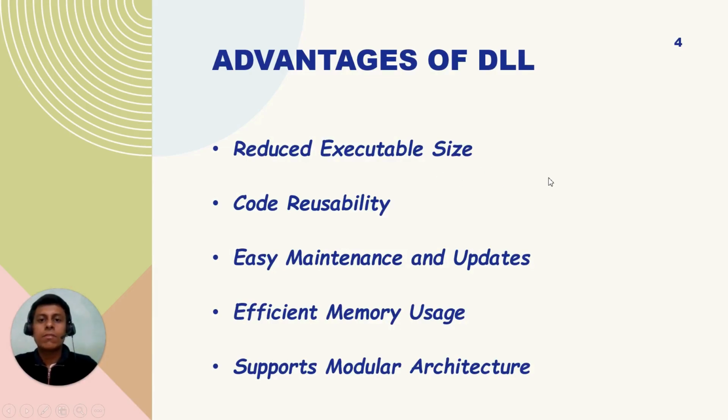The advantages of dynamic link libraries: first is reduced executable size. As we discussed, if we are using static libraries, all the code is present in our executable, which means the size of the executable increases. But in the case of dynamic link libraries, we are using only references. Only references are present in our exe, and wherever these functions are called at runtime, it will take the implementation from the DLL file.